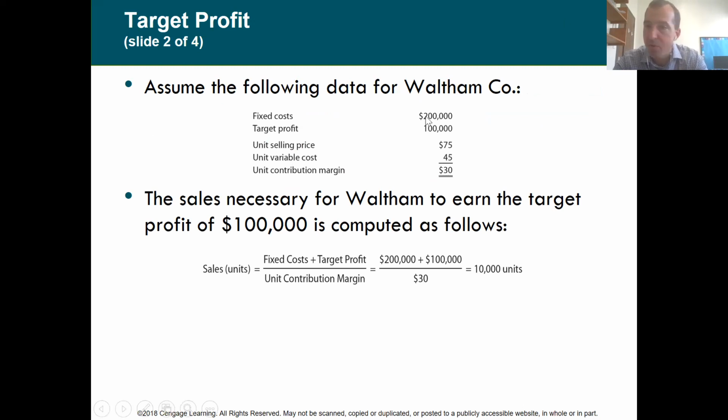So here we have fixed cost of $200,000, a target profit of $100,000, and a contribution margin of $30. Break even would be $200,000 fixed cost divided by 30. But instead of break even, we want to solve for a target profit. We want to make $100,000. So the change would be fixed cost plus the target profit in the numerator, divided by the unit contribution margin in the denominator. So we would need to sell 10,000 units in order to make our target profit of $100,000.